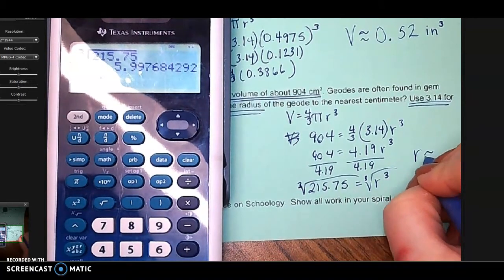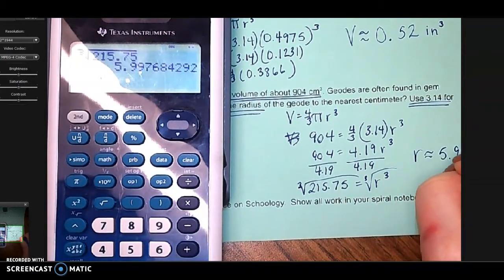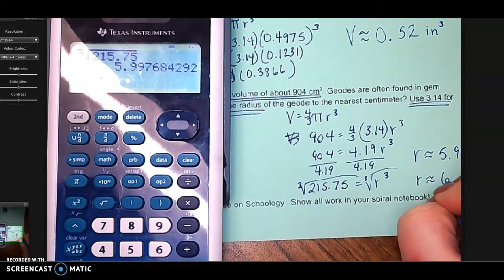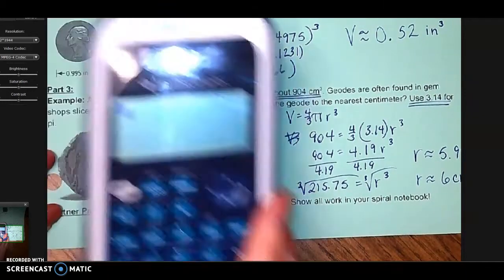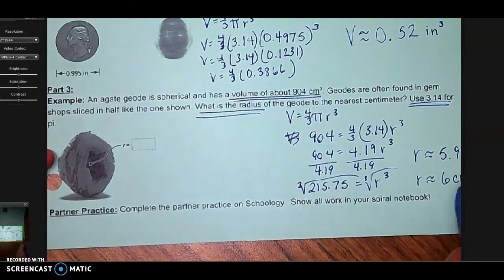So I'm finding that my radius is approximately 5.99. Now this 7, when it starts to round things up, is going to make this 6. And so the radius of my geode is approximately 6 centimeters.